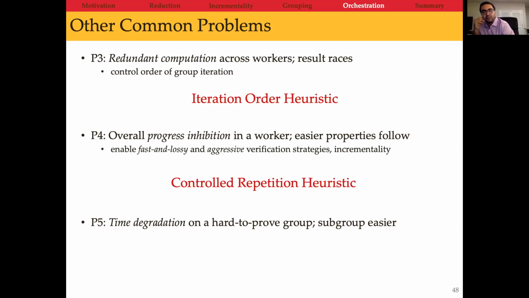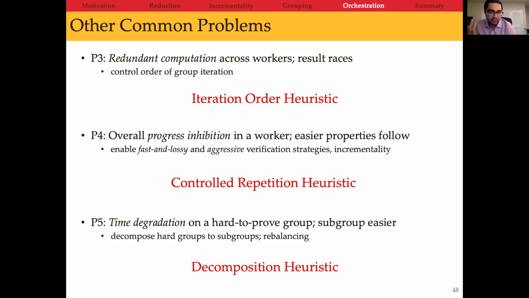Lastly, there is the problem of time degradation on a hard to prove group, in that even after several controlled repetitions, we are still not able to prove that particular group. And it might be possible that although the bigger group is hard to prove, the smaller subgroups are much easier. So we have this decomposition heuristic that decomposes these hard to prove property groups into subgroups by using the rebalancing procedure that I discussed.